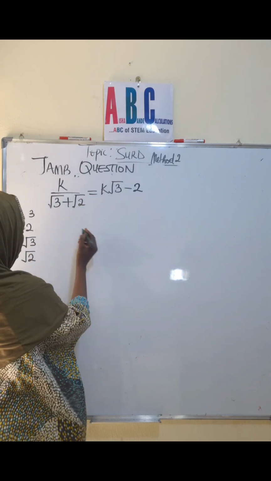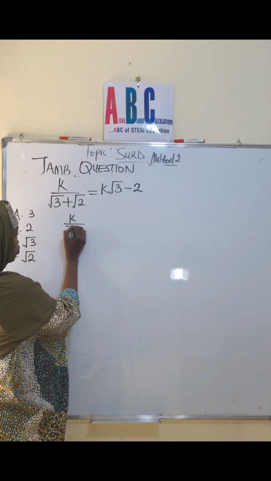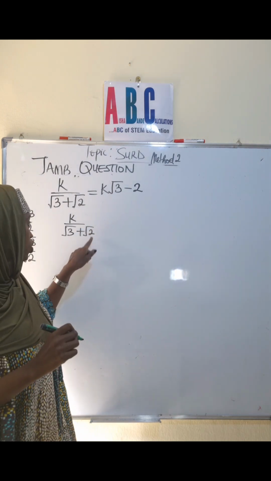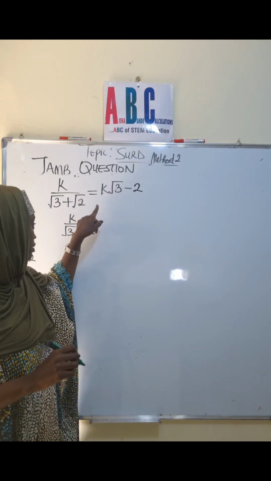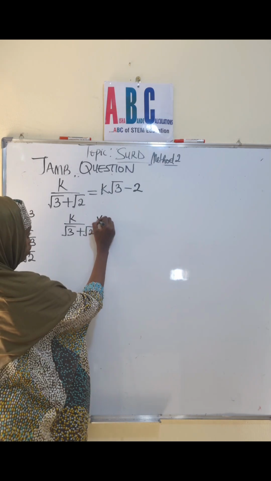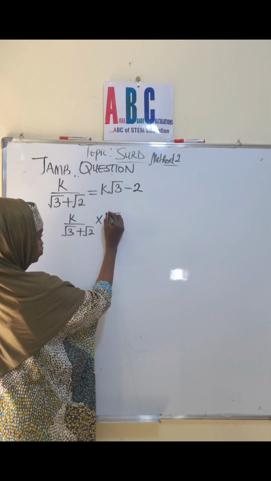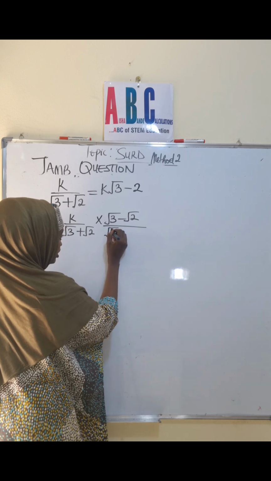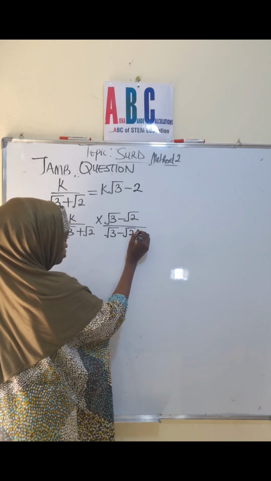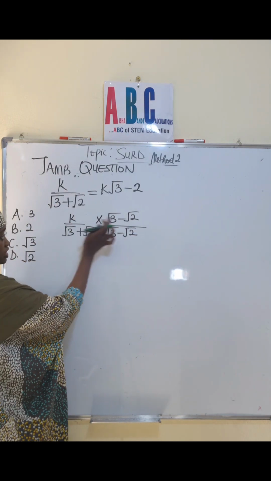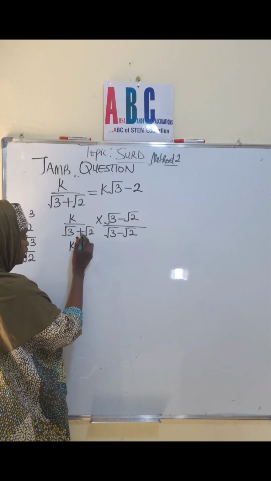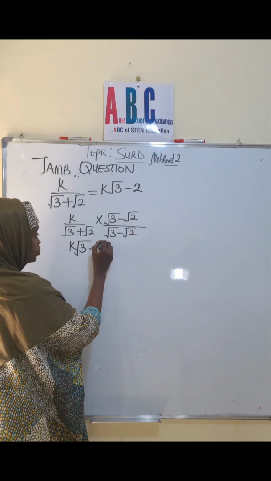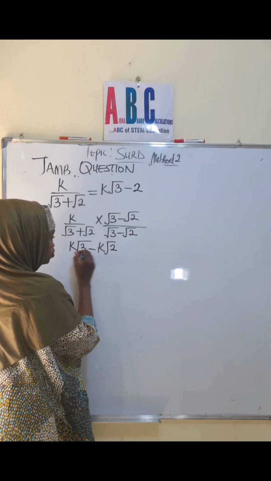Let's work with the left hand side, which is k over root 3 plus root 2. We take the conjugate of the denominator and multiply the numerator and denominator by it. The conjugate here is root 3 minus root 2. Now let's simplify. k times k will give us k. Now k times root 3 will give us k root 3, minus k times root 2 will give us k root 2, over.